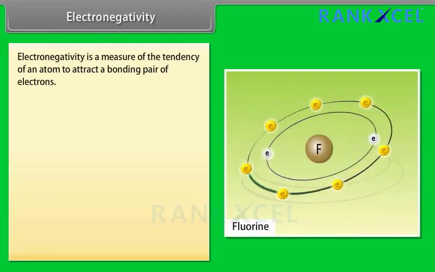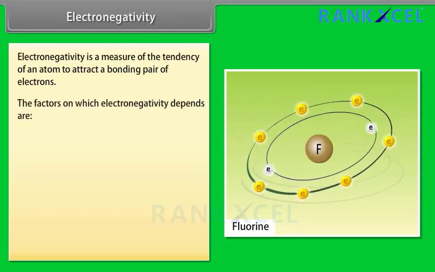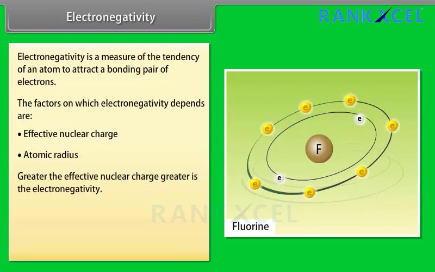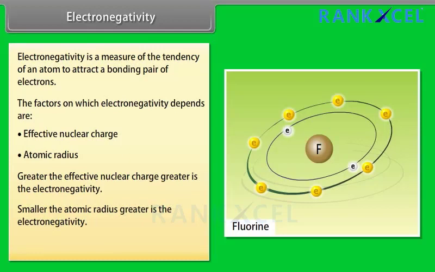Electronegativity. Electronegativity is a measure of the tendency of an atom to attract a bonding pair of electrons. The factors on which electronegativity depends are: effective nuclear charge and atomic radius. Greater the effective nuclear charge, greater is the electronegativity. Smaller the atomic radius, greater is the electronegativity. The most electronegative element is fluorine.